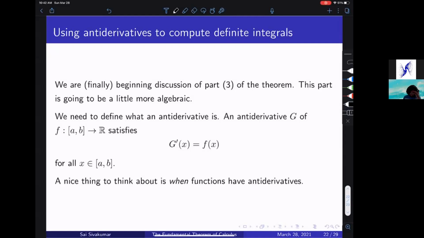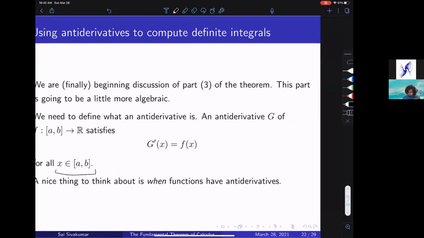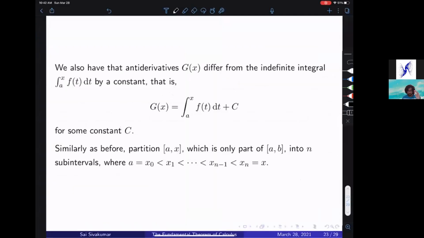And so you should think about later when functions have antiderivatives. So I'll leave that to you guys. So that's what an antiderivative is. And so we're going to say that antiderivatives differ from, I call this indefinite because we have a variable x in the upper bound as opposed to having 2 constants. It's just weird terminology. Don't worry too much about what I mean there.